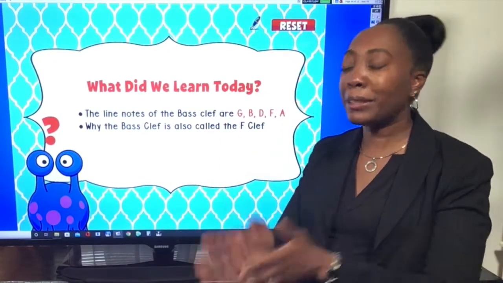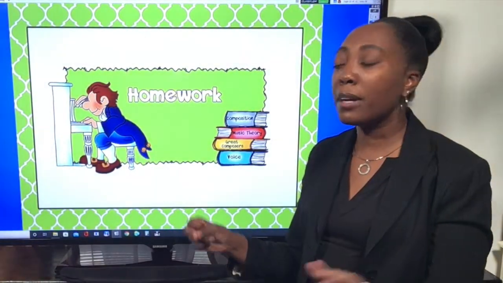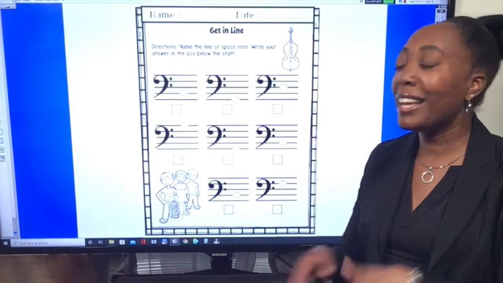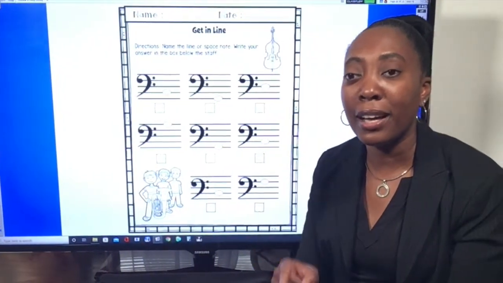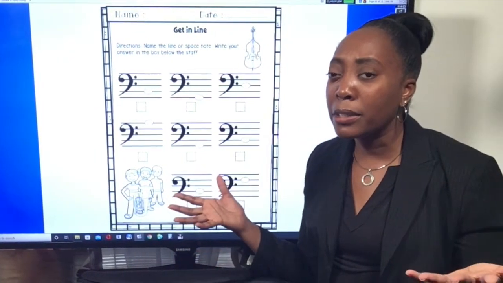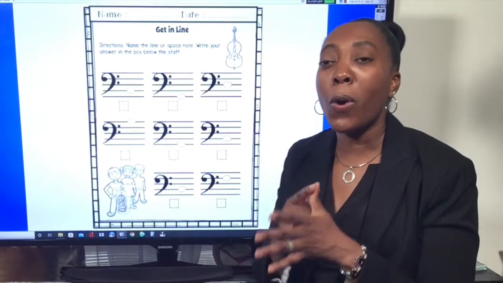All right, so let's talk about the homework. What's for homework? Well, you betcha, you have to get in line, and your job is to find those line notes and name them. What are the line notes of the bass clef? Good boys do fine always.